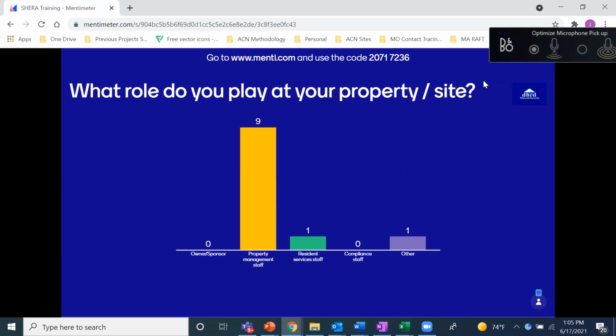Okay, so it's overwhelmingly property management staff, at least participating in the poll. So that's great to see. Through SHERA we have engaged most with both property management staff as well as resident services staff and coordinators. So certainly this will be applicable for you in better understanding the program. So thank you for participating in the poll.